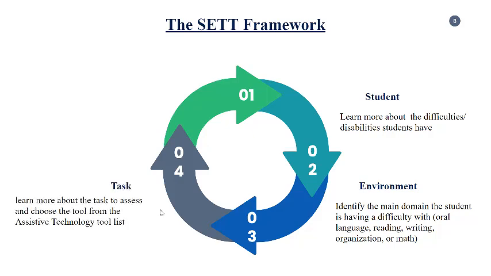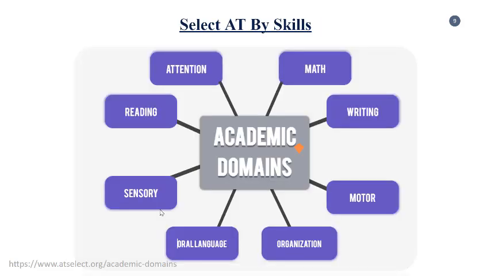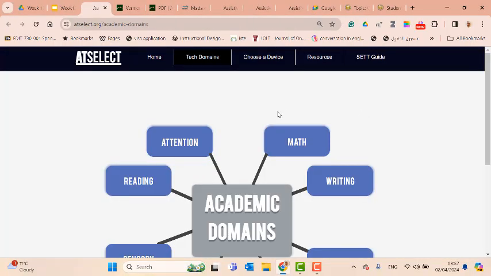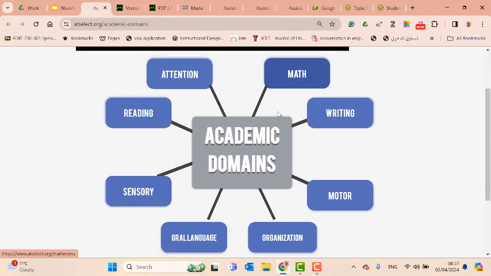And then you have to identify the task you need the students to complete and how you can assist them in this task. And after that, you need to select the assistive technology tool for the students to help them complete this task and overcome the difficulties and disabilities they have. And this is like a website. For example, if they have difficulties in writing, let's go to this website.